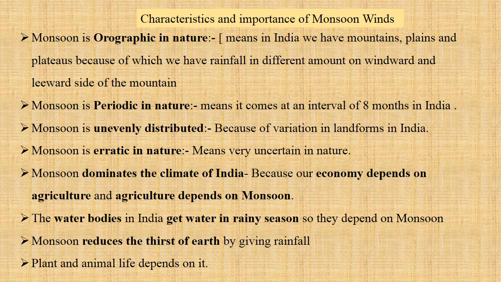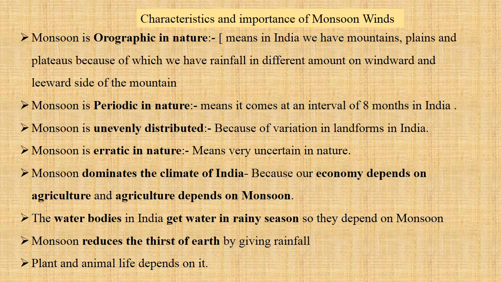What are the characteristics and importance of monsoon wind? In this entire lesson, we had learnt about monsoon winds. So, how are these monsoon winds? The monsoon wind is periodic wind, right? They come after an interval of 8 months in India. Monsoon winds are orographic in nature. It means it gives orographic rainfall to India.